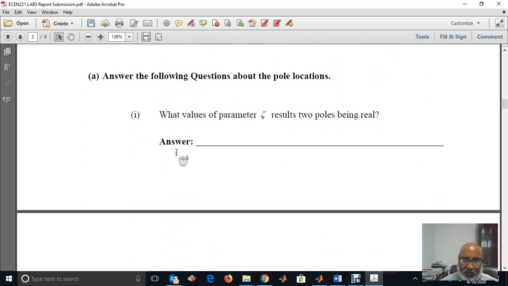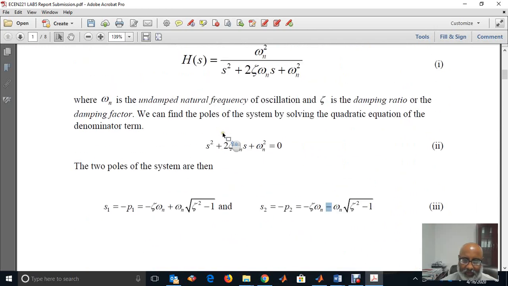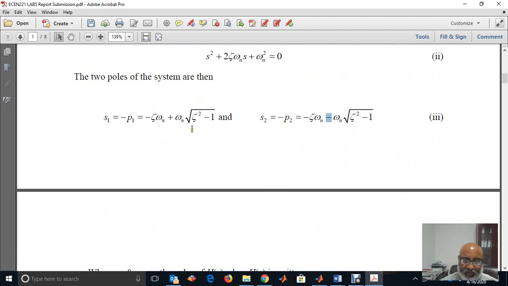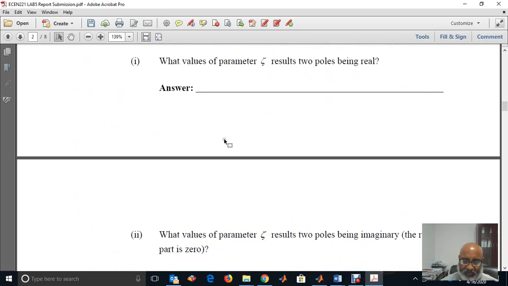Okay, so in this part you will answer the following questions about the pole locations. One, what values of zeta result in the two poles being real? You go to here, you see S1 and S2, and you check which values of zeta will give me S1 and S2 as purely real numbers. That means we don't have an imaginary part. So you can answer this.